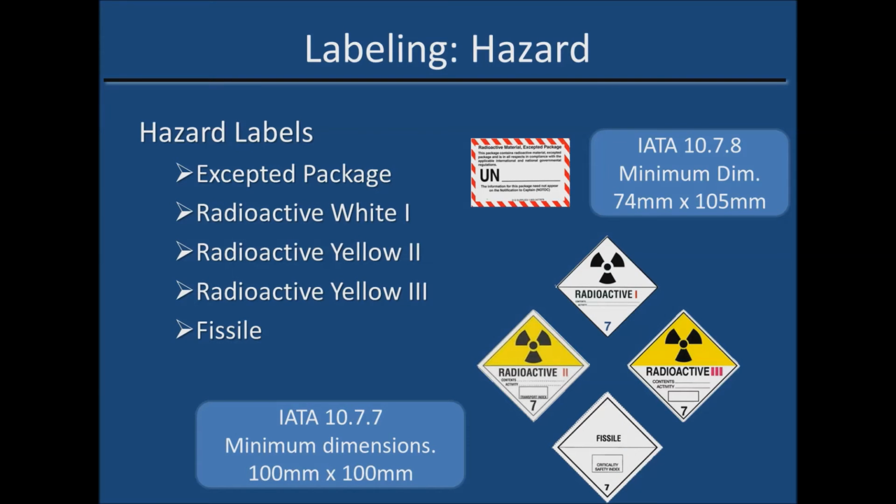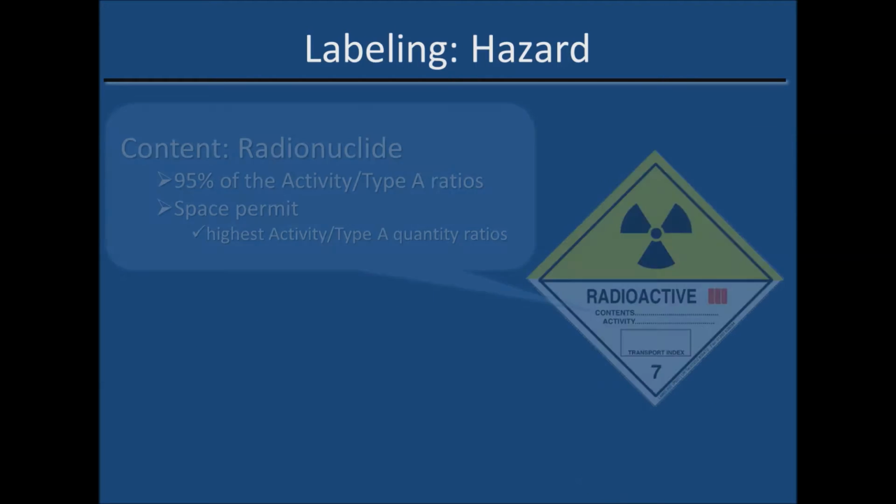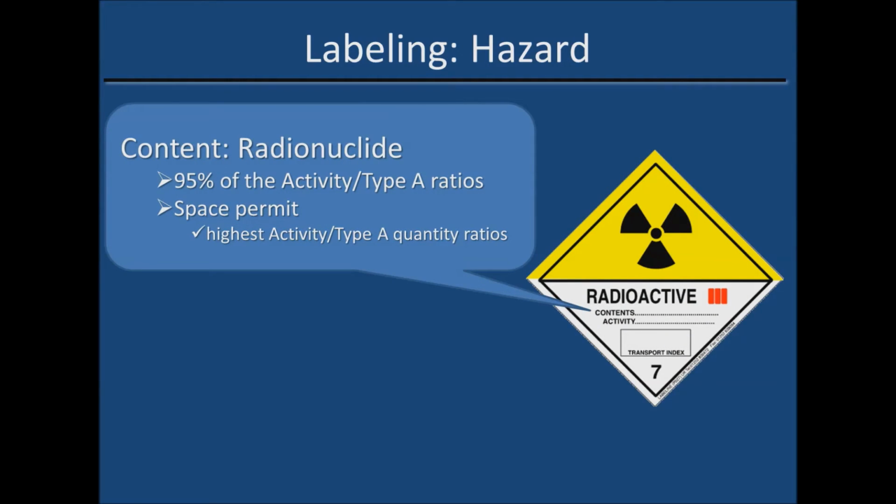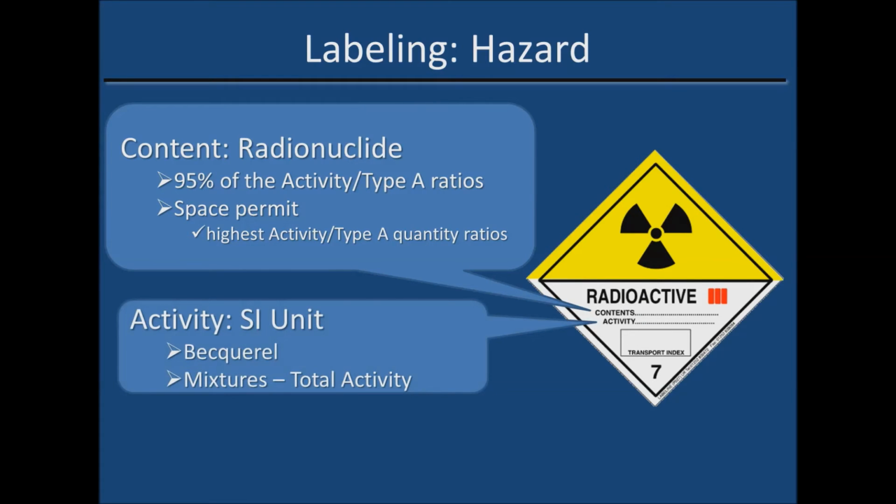There's radioactive white 1, yellow 2, yellow 3, and as you can see there's IATA minimum dimensions for them. Moving into labels for radionuclide, we now can have certain things on there. We can have contents, activity, a transport index, which we won't talk about in this course, but a dose rate at a meter from the box. It's a unitless, dimensionless number, but talked about more in the other class. And these are in SI units, becquerels, kilobecquerels, or multiples thereof.